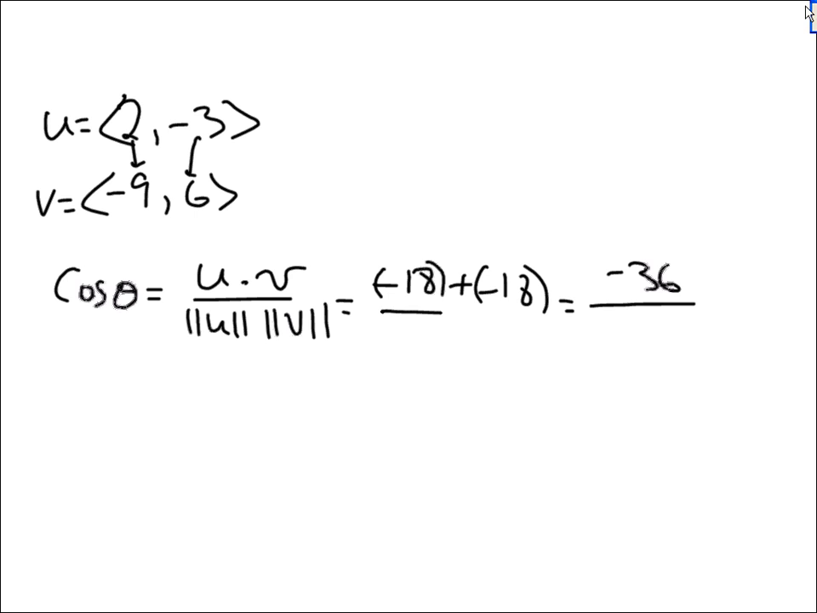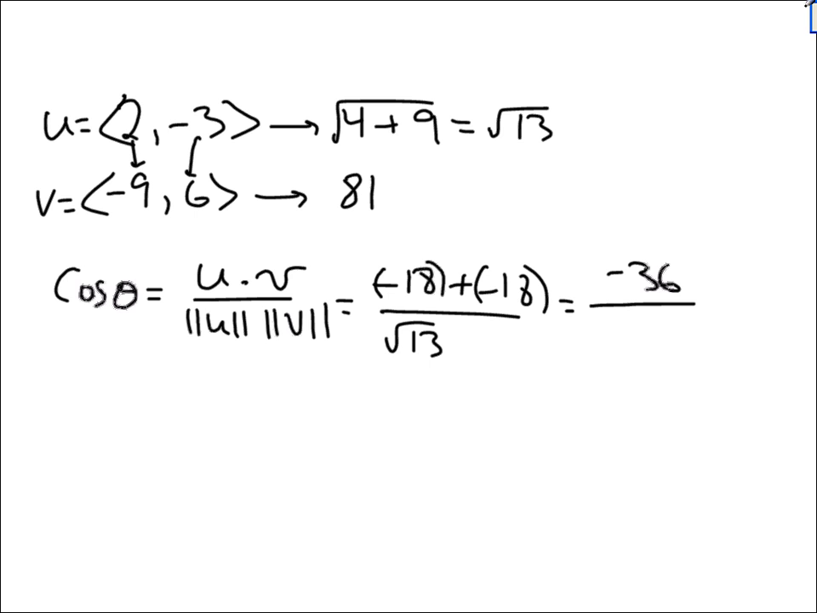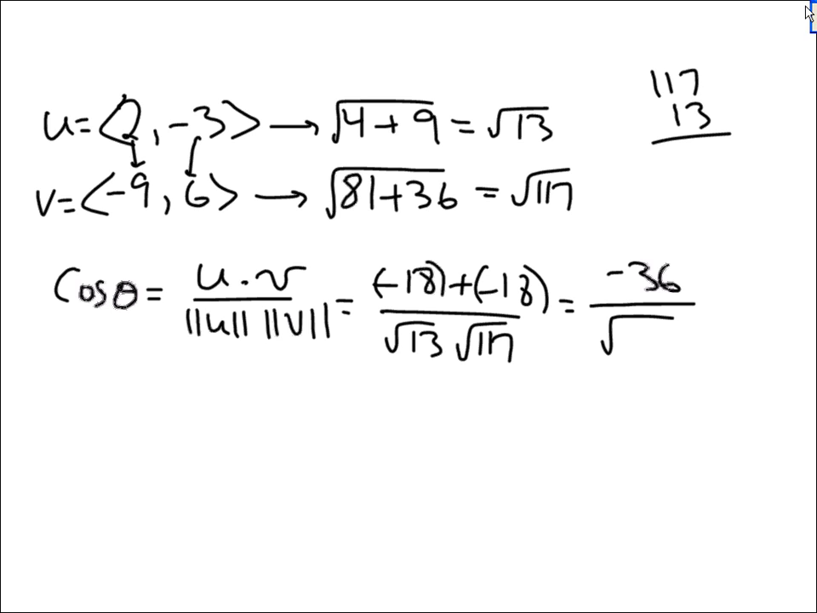Okay, now the length of u is the square root of 2 squared plus negative 3 squared, which happens to be the square root of 13. And the length of v is the square root of negative 9 squared plus 6 squared, which is the square root of 117. 117 times 13 is 1521.